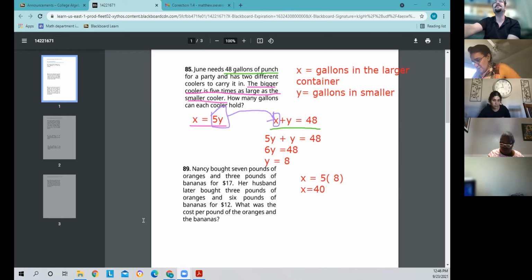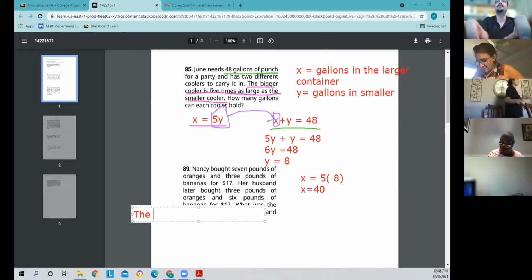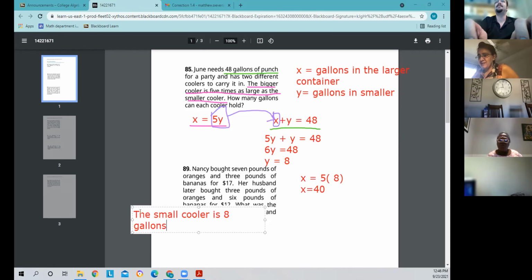The smaller is going to hold 8 gallons. The biggest one is going to hold 40. Yeah, so the small cooler is 8 gallons. The larger is 40 gallons.